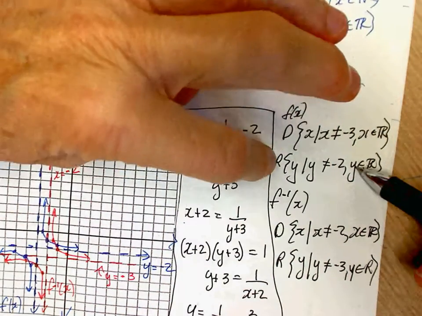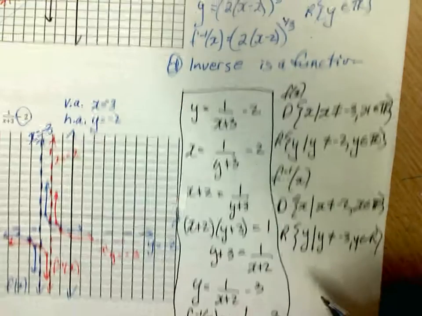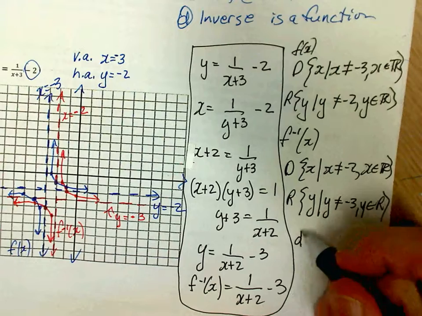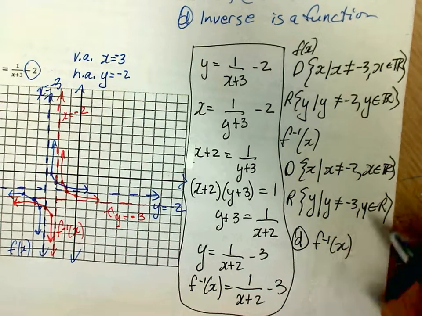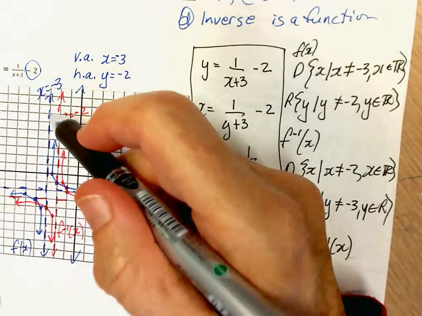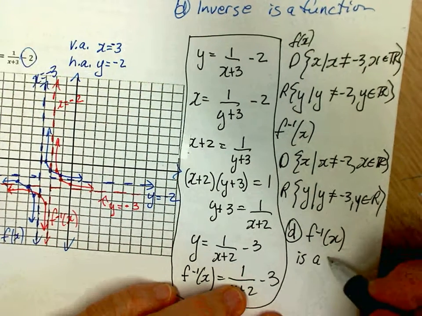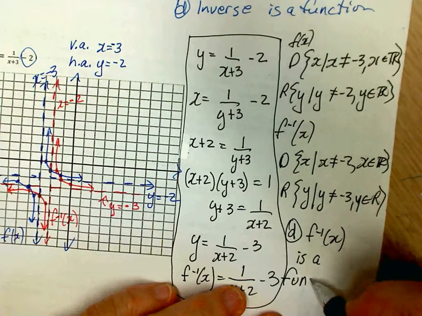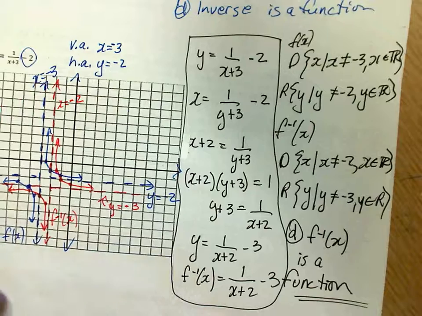Is the reciprocal a function? Well, it passes the vertical line test. So we don't have to worry about restricting the domain to make the inverse a function, because the inverse is a function, so that makes part D easy.